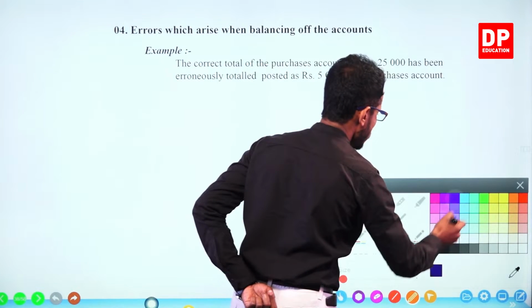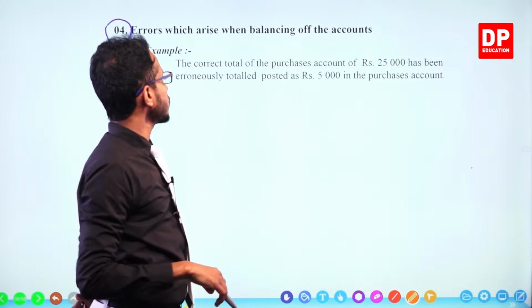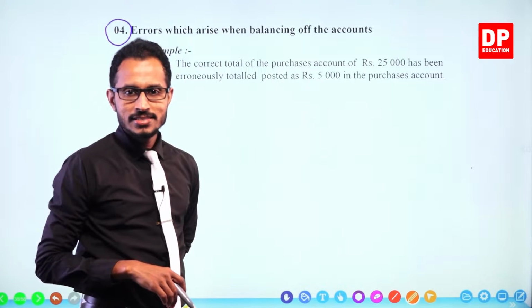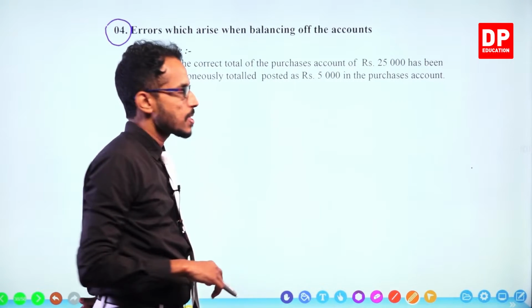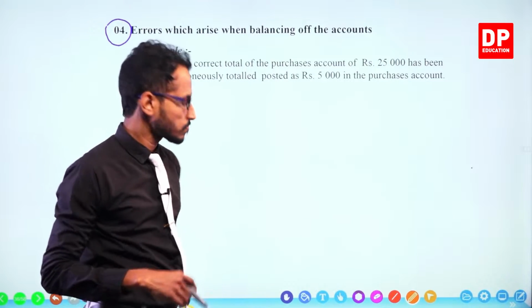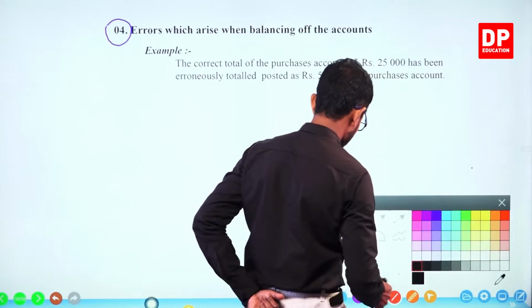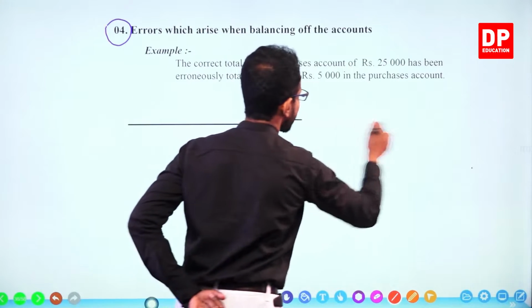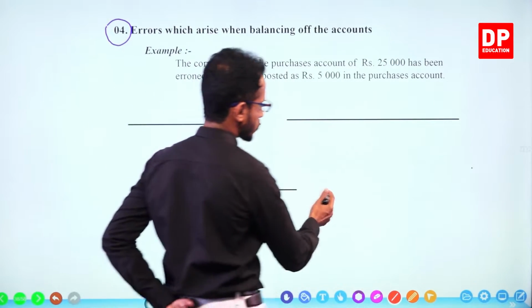What is this error, children? Errors which arise when balancing of accounts. Errors which pop up when accounts are balanced. These are easy ones, alright? No need to think that much. Errors which occur when balancing accounts.